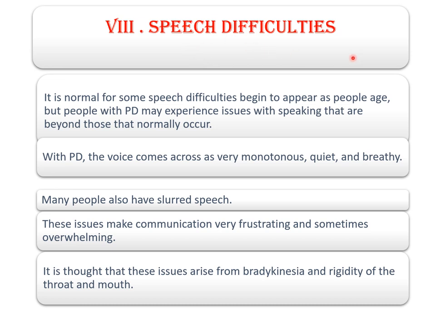Then, speech difficulties. It is normal for some speech difficulties to begin to appear as people age, but people with Parkinson's disease may experience issues with speaking that are beyond those that normally occur. The voice comes across as very monotonous, quiet, and breathy. Many people also have slurred speech. These issues make communication very frustrating and sometimes overwhelming. It is thought that these issues arise from the bradykinesia and rigidity of the throat and mouth.